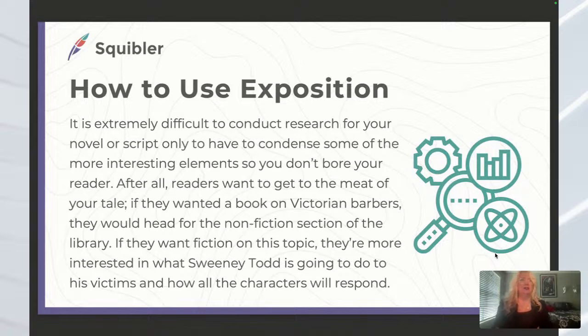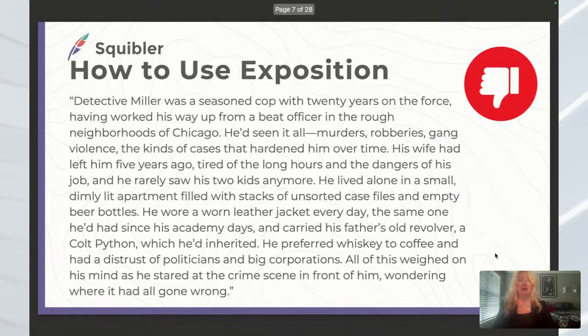If they wanted to read a book, for example, on Victorian barbers, they would head to the nonfiction section of the library. If they want fiction on this topic, they're much more interested in what Sweeney Todd is going to do to his victims and how all the characters will respond to these murderous attempts than they are the act of barbary in the 19th century.